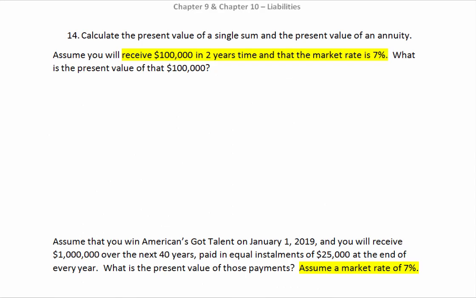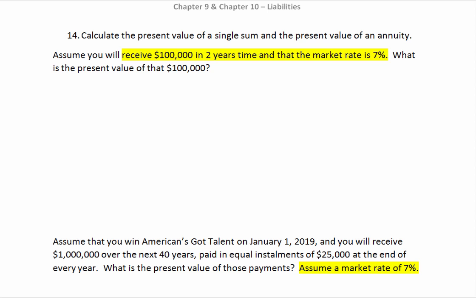All right, assume you will receive $100,000 in 2 years' time and that the market rate is 7%. When we're looking at time value of money, we always look at the market rate, and that's why we need it. The market rate is the rate at which somebody can invest money, and this is the return they would make, 7%. What is the present value of $100,000? So how do we calculate the present value of one single amount being received in 2 years' time?